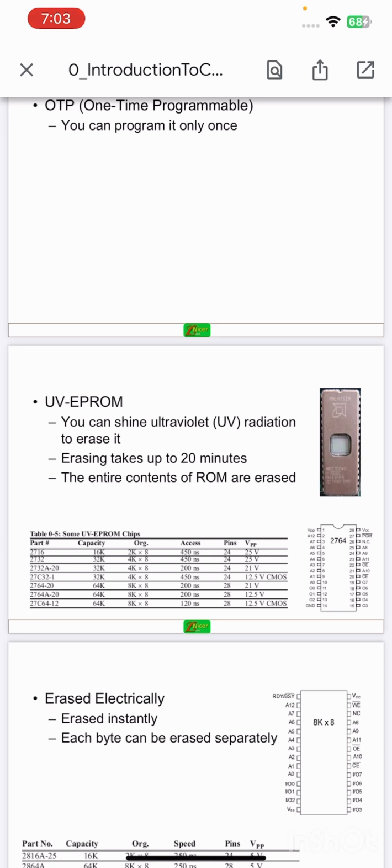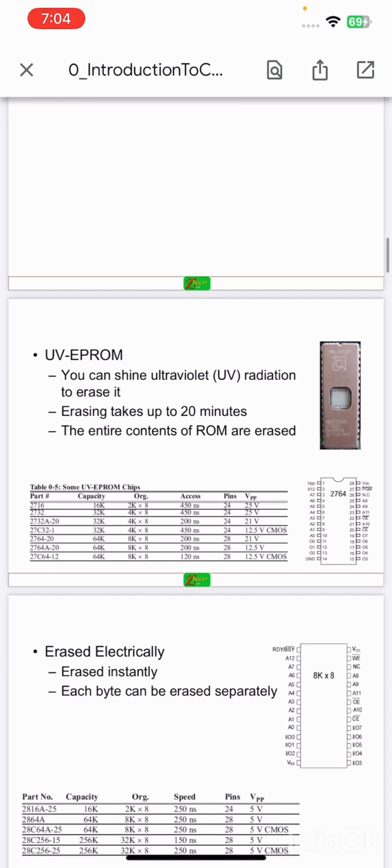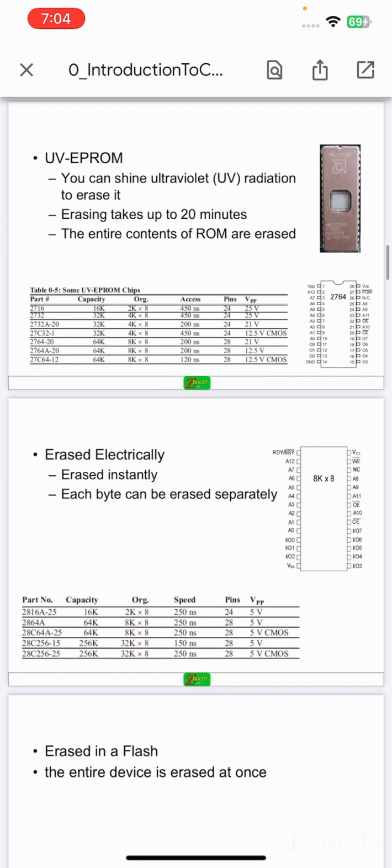What actually this EEPROM is and how it works: you store the data in this EEPROM, and when the data is filled or you don't need that data, you put it in the sunlight or any other light for about 20 minutes, and after the 20 minutes the data is automatically erased from the device. These are UV EEPROM.